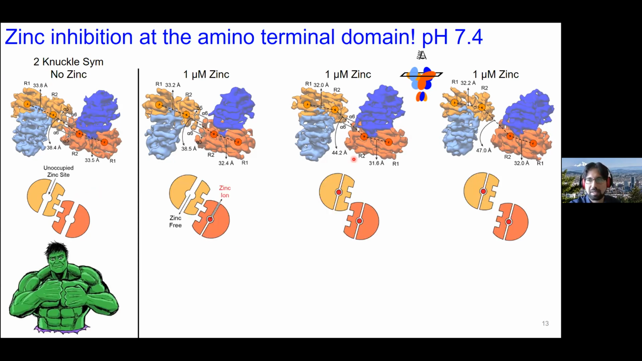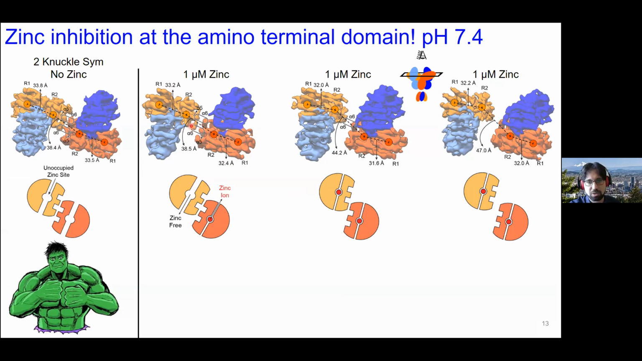And then we looked at the 3 structures we got in the presence of 1 micromolar zinc. In the first structure, we noticed that there seems to be zinc bound to 1 clamshell because the distance between these 2 sublobes is now smaller. But in the other one, the distance between these 2 lobes was still pretty large. So it looks consistent with 1 lobe being in the zinc-free state and 1 lobe being in the zinc-bound state.